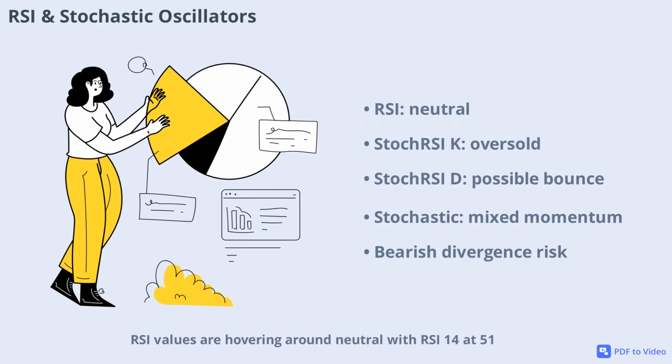RSI values are hovering around neutral, with RSI 14 at 51.93 and RSI 21 at 53.73. Stoch RSI-K is at 0, indicating oversold conditions, while Stoch RSI-D at 45.25 suggests a possible bounce. The stochastic oscillators show mixed momentum, with some values pointing to bearish divergence. This combination implies that while the stock is not overbought, there is a risk of further downside unless momentum picks up.